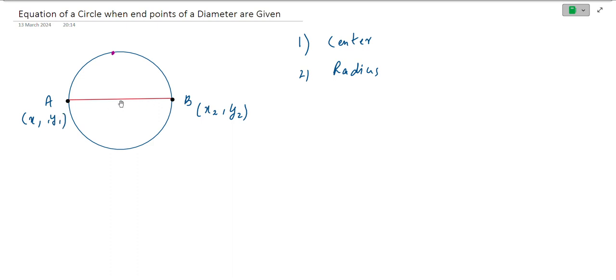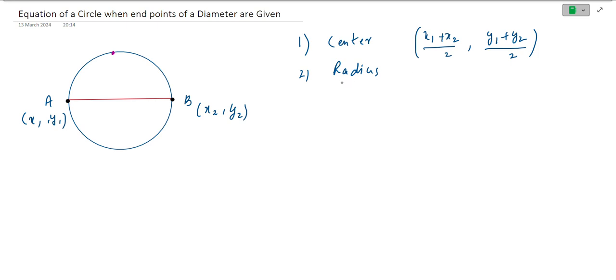How can I find the center of the circle? The endpoints of a diameter are given, so the center of the circle exactly lies in the middle of the endpoints of the diameter. That means the midpoint of A and B will give me the center of the circle. I can use the midpoint formula here. So the center will be x1 plus x2 divided by 2 comma y1 plus y2 divided by 2. These are the center coordinates.